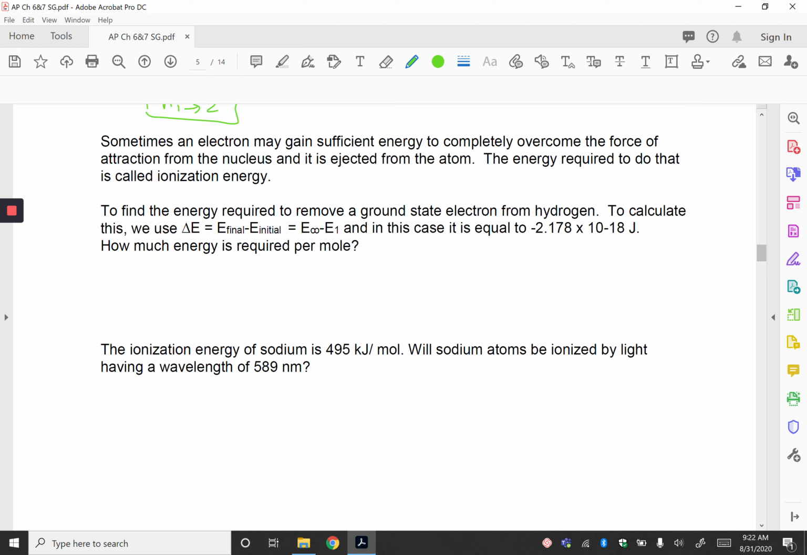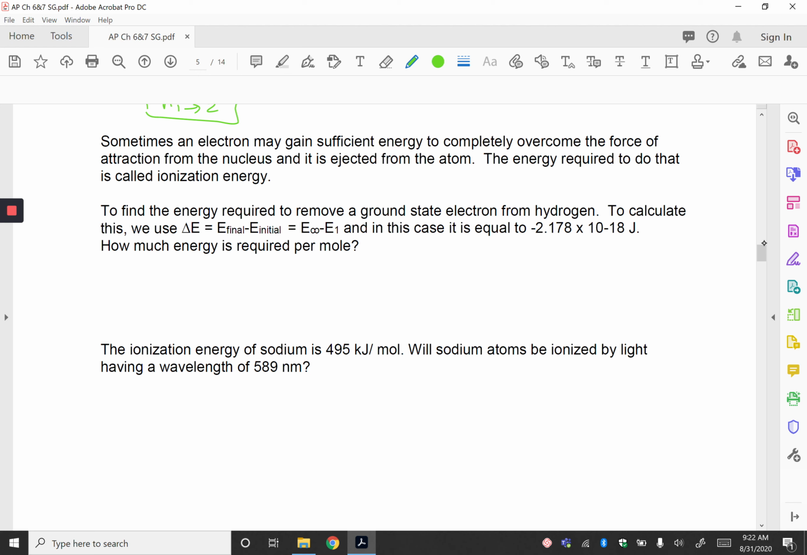To find the energy required to remove a ground state electron from hydrogen, we use this equation that we talked about. So remember, this is the difference in energy. That's how much light is absorbed or emitted, right? And so it's the energy that's in the final energy level and the energy that's in the initial energy level. We subtract them, final minus initial.